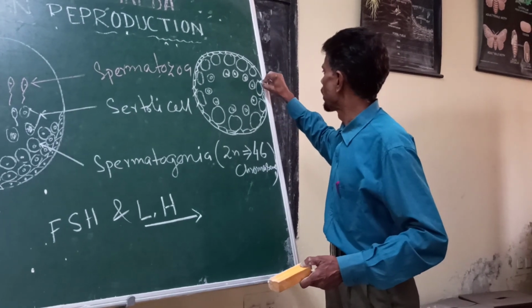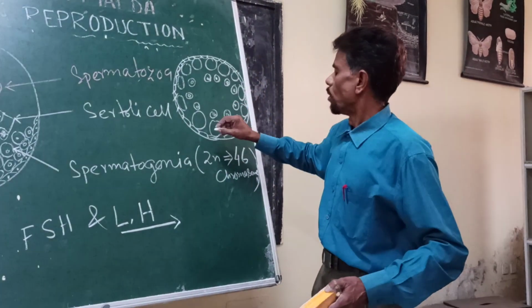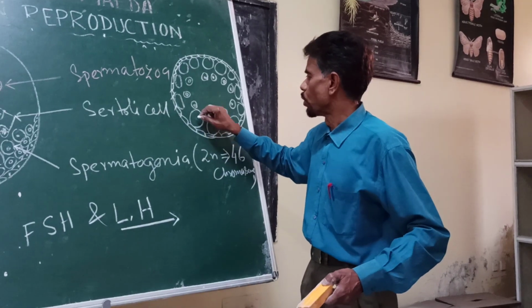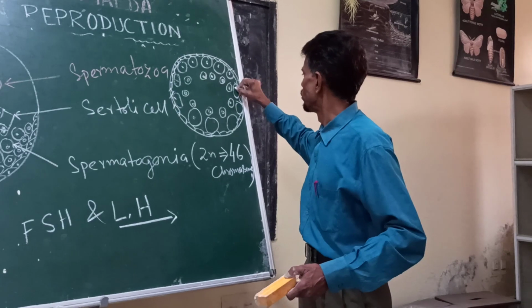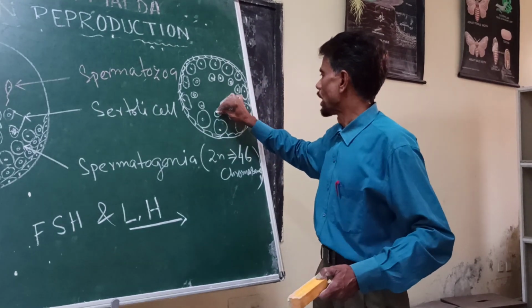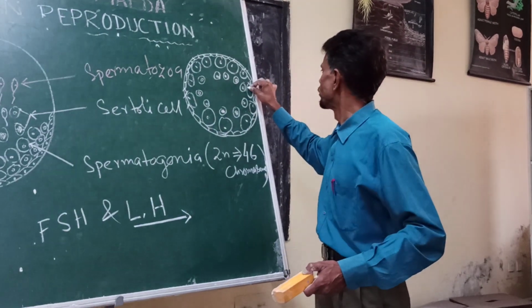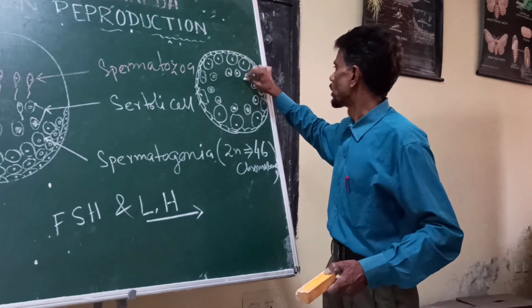This is the basement membrane. Now, this is the spermatogonial cell. These are the Sertoli cells.